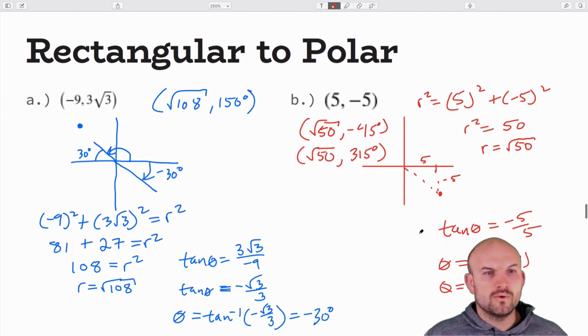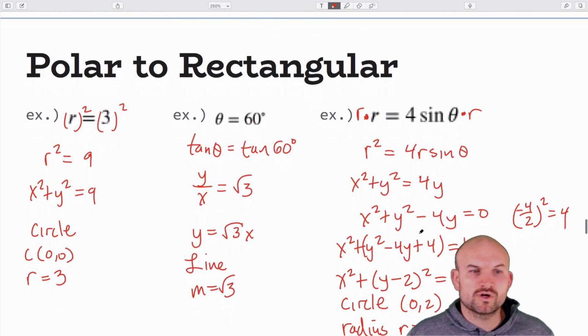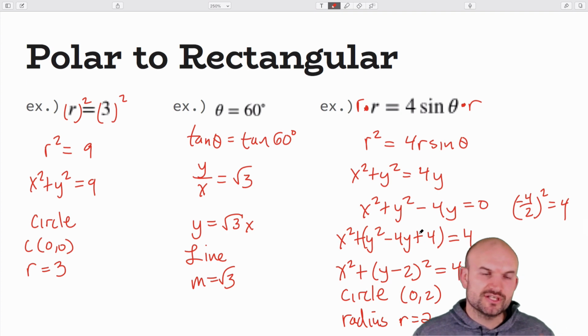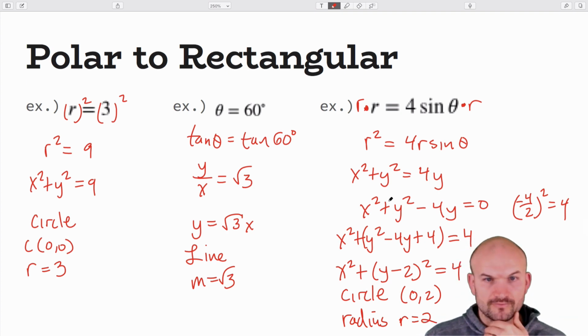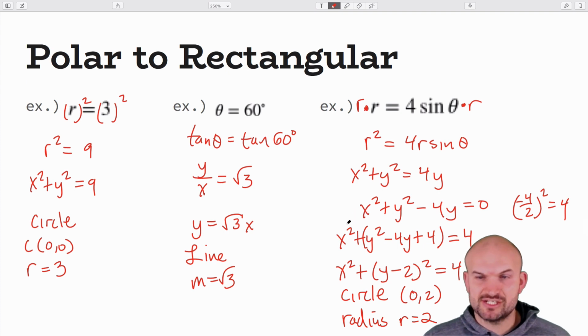Okay, so now let's go ahead and think about working on equations. So how are we going to convert from polar to rectangular equations? Polar equations are basically equations that are in terms of r and theta, whereas rectangular equations are going to be in terms of x's and y's. So our goal in this case is going to be to eliminate our r and our theta.